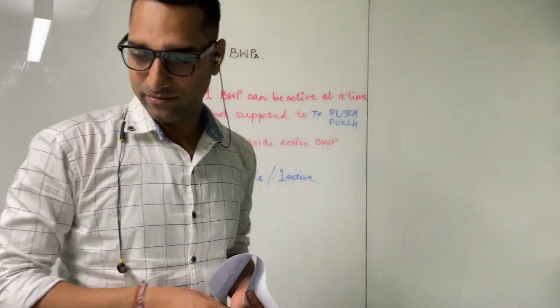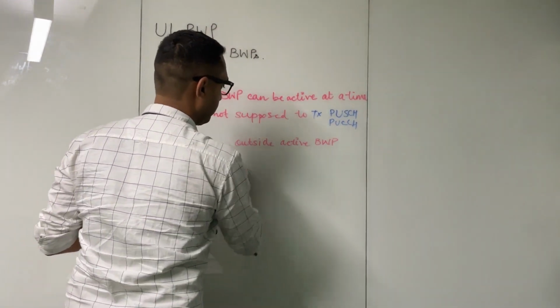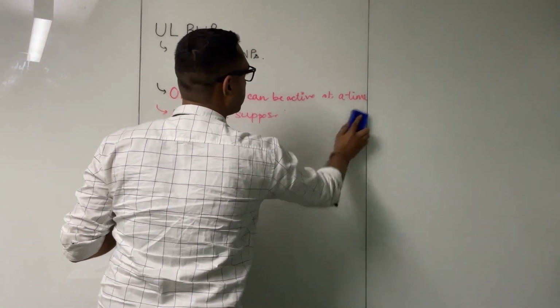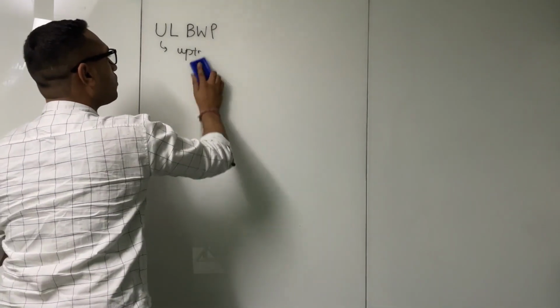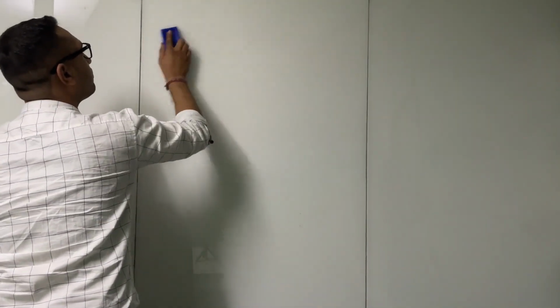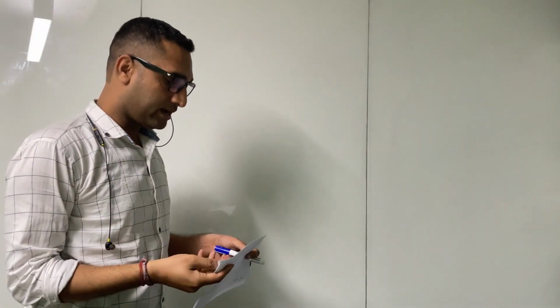So let's have a look at the configuration. Once we are done with the configuration, through the configuration itself, we will be studying different types of BWPs also, and then we will be studying bandwidth part switching.